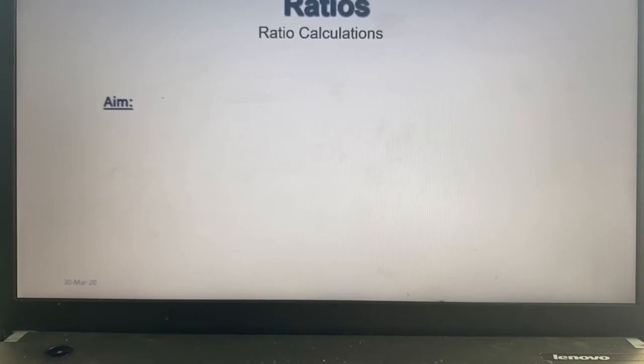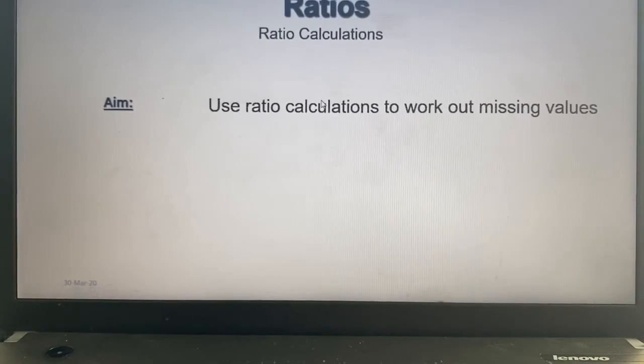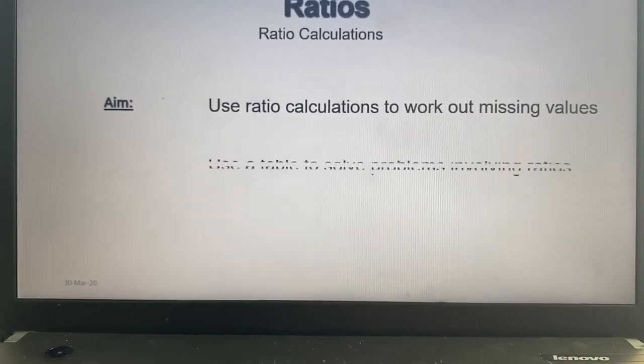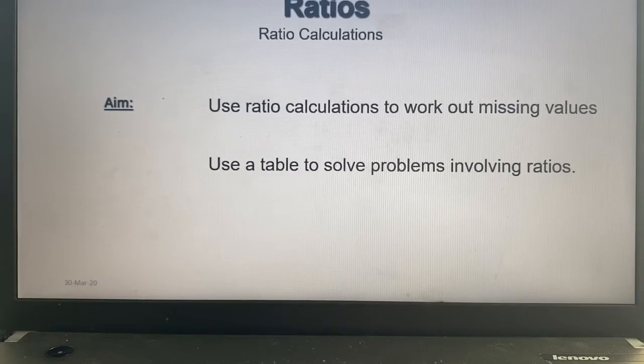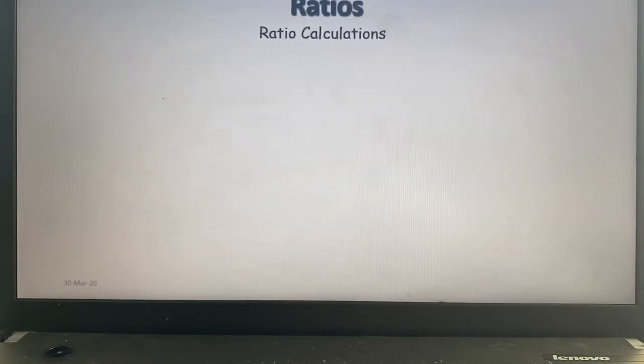So they are important, simplified ratios. We use them for various different things. It's to be able to just take something that's a little bit trickier looking and express it in that simplest term. The other thing that we can do with ratios is ratio calculations. So for ratio calculations, we can use these to work out missing values or to estimate missing values, and we're going to use a table to solve problems for these.